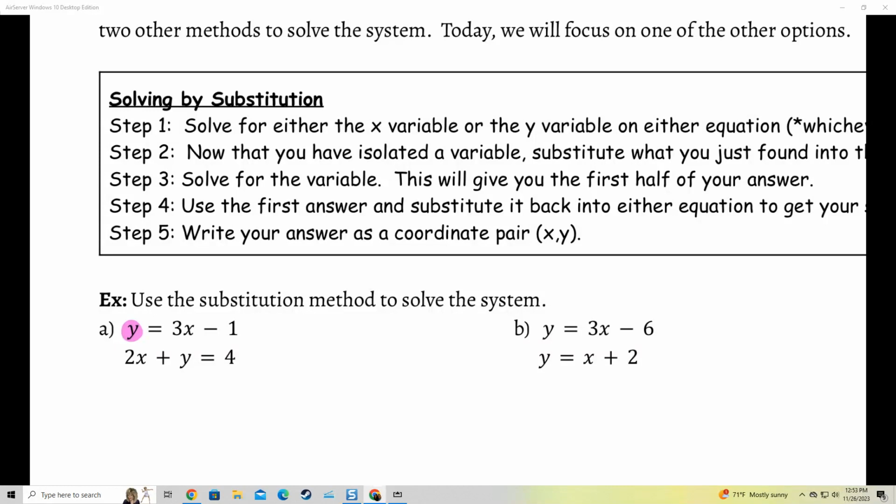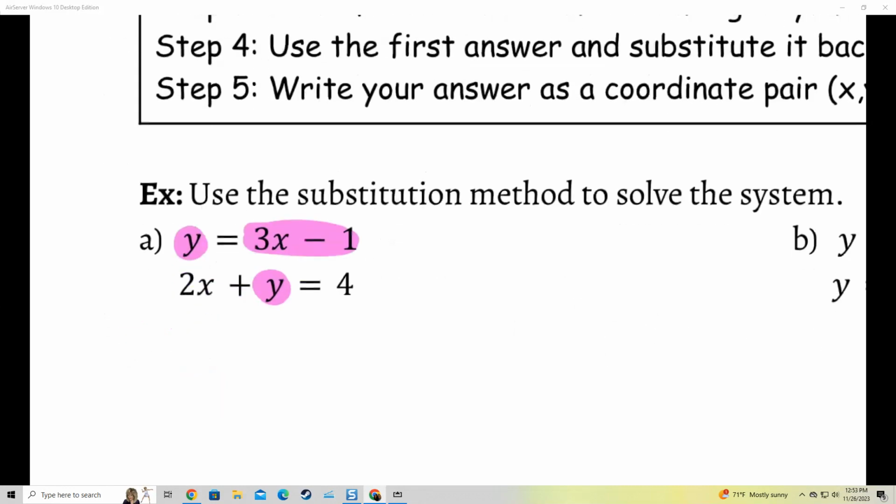Now, step 2 says that now that I have isolated the variable, I want to substitute what I just found into the other equation. They just told me that y equals 3x minus 1. That means anywhere I see a y in the other equation, I get to replace it. Instead of writing that y on the bottom that I highlighted in pink, I get to replace it with its other value, which is 3x minus 1. So we're going to rewrite that second equation. Instead of 2x plus y equals 4, I'm going to write 2x plus, there's my y, but I'm not going to write y. I get to replace it with its other value, which is 3x minus 1.